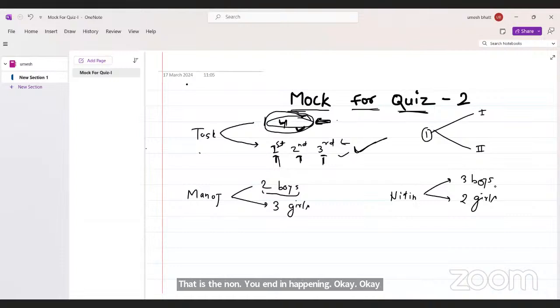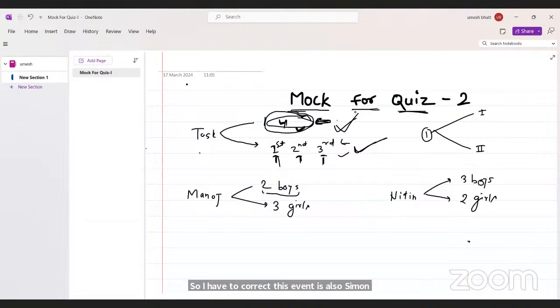Do you understand? Any doubt? So I have to correct myself. This event is also simultaneous.